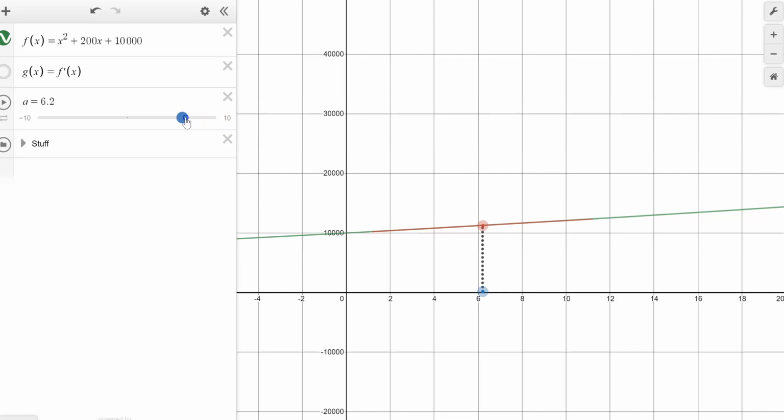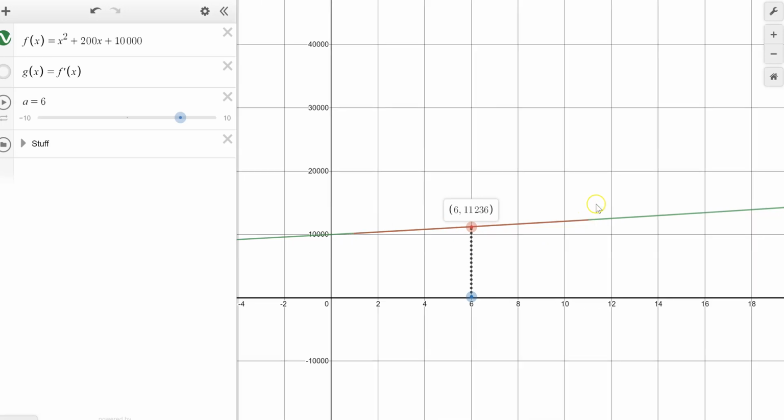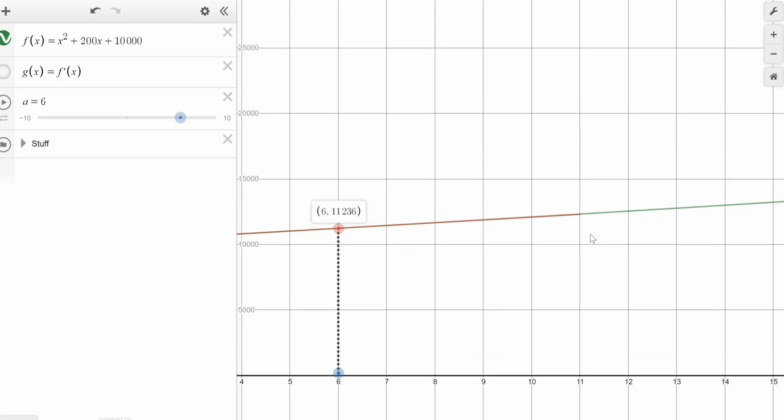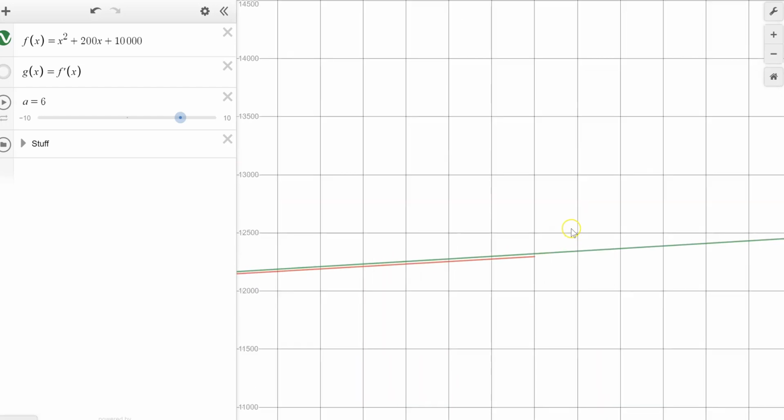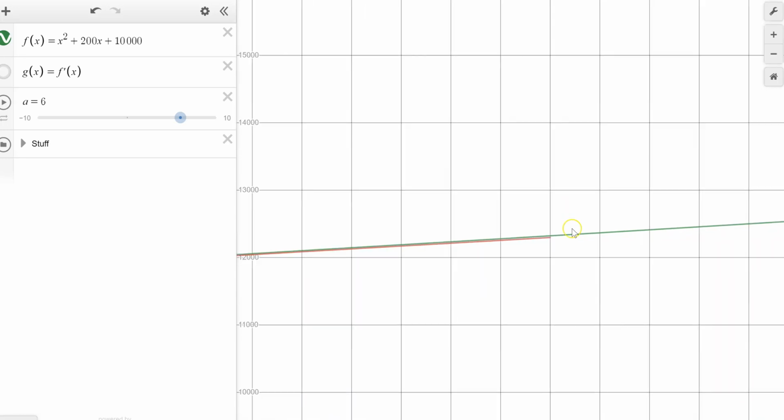And if we move it to 6, there we go. Moving to 6, see, 11,236. So we're one off, but it's pretty close. This looks pretty linear here. You can even see our slope of our tangent is pretty close to the graph itself. It's a little bit off. If you zoom in, you can see there's a slight difference. See, it does deviate a little bit. It's the slope of our tangent. It's only touching at one point, not multiple.